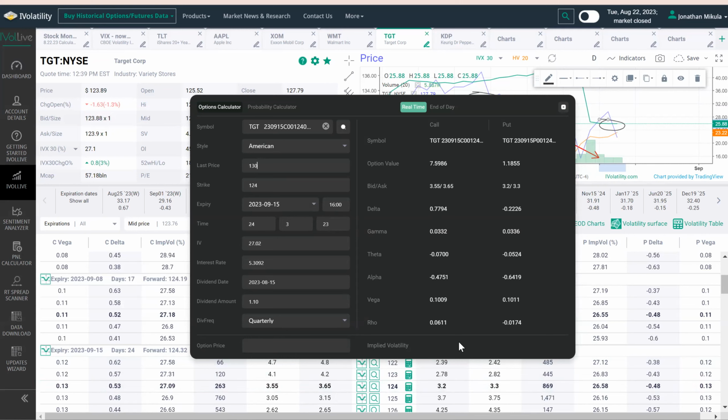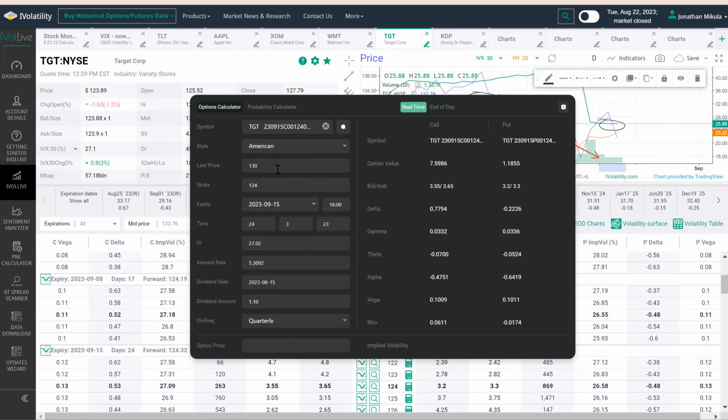On the put side of the equation, you'd obviously be underwater if you bought the put for 3.20, because Target is now 130. However, if you sold the put, you'd be profitable on paper, right? Because you sold it for 3.20 and now it's worth $1.18. So that's how buying and selling options can work.